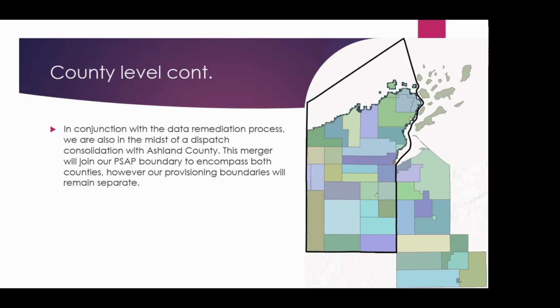Our provisioning boundary will remain the same. Ashland will remain over their data. We will have our data, but our PSAP boundary will be joined together, and then calls will be routed to the same dispatch center.